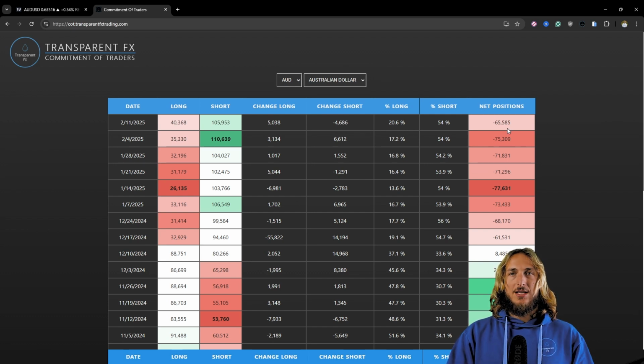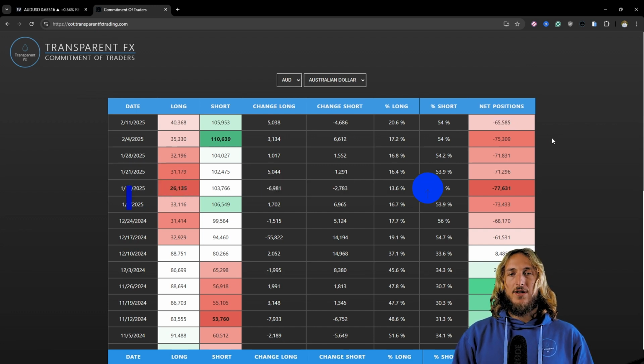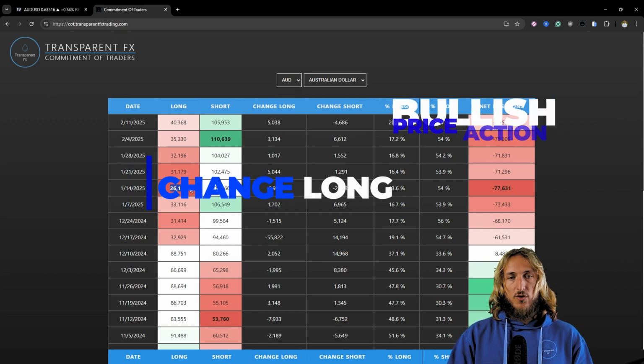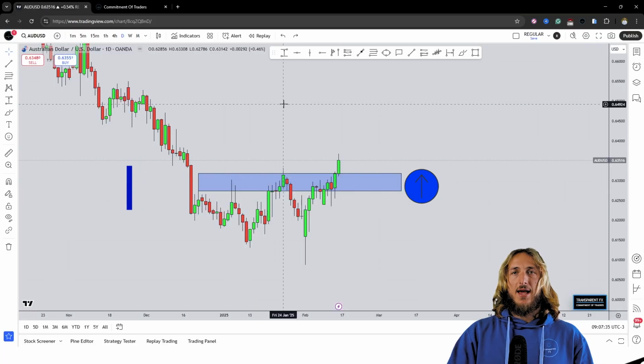And we can notice how with the last reports, we went from having minus 77.6k net positions all the way up to minus 65.5k net positions. So we have seen a clear increase of net positions with institutions moving back to the bullish side for AUDUSD, increasing their longs from 26k up to 40k. So let's keep this in mind and move back to the chart.